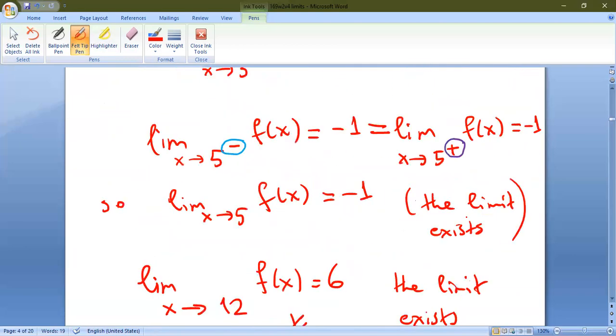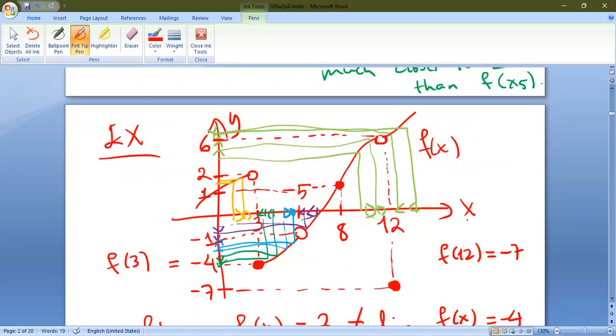And look back at our graph. The limit exists at 8 and 12. At 12, the limit is 6. At 8, the limit is 1. At minus 5, at 5, the limit also exists. It is equal to minus 1. But at 3, the limit doesn't exist. Why? Because from the left, the outputs are approaching 2. From the right, the outputs are approaching minus 4. So the limit doesn't exist.